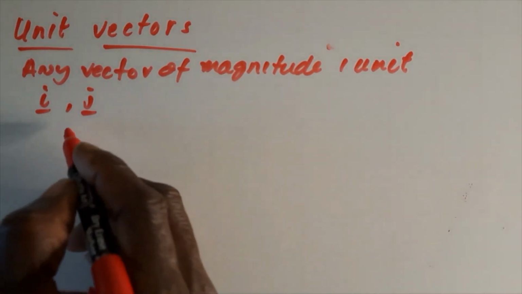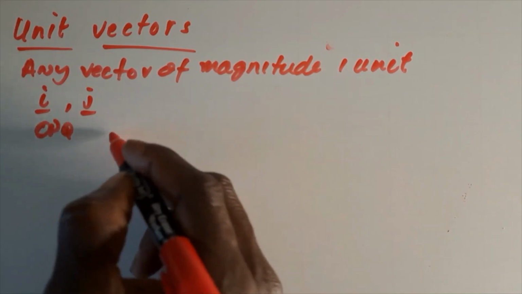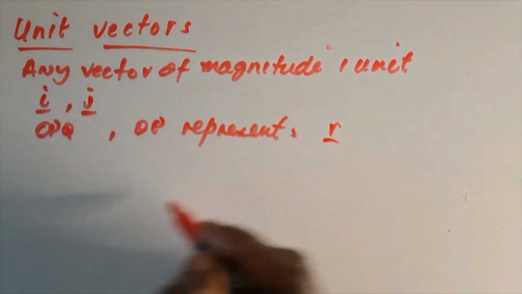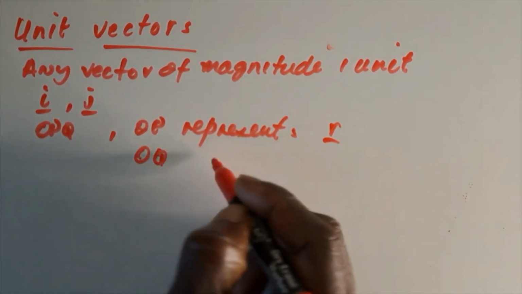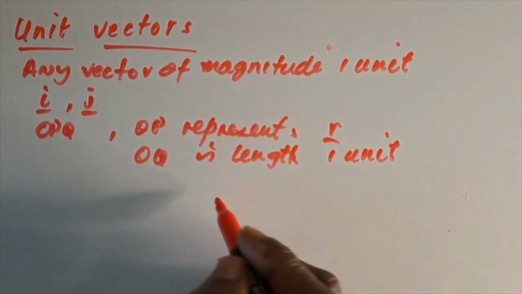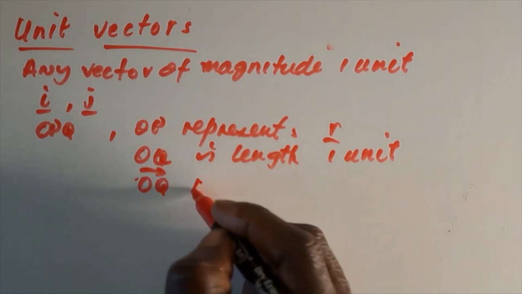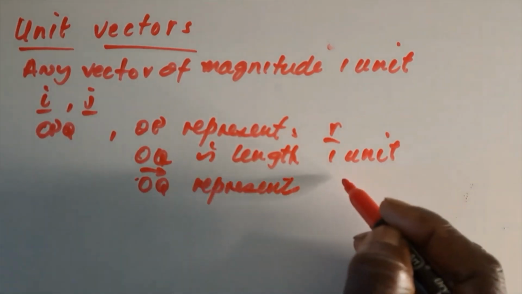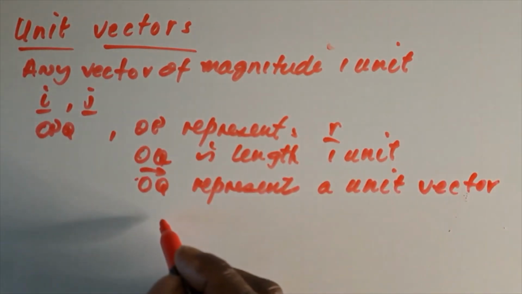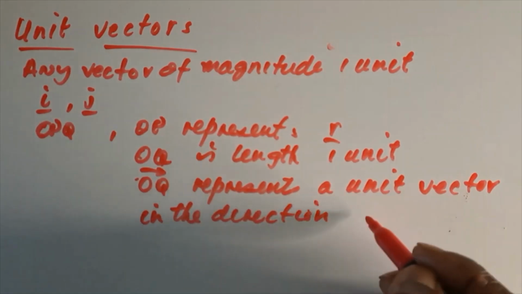Now if we have a line OPQ, where OP represents the vector R, and OQ is length 1 unit, then the vector OQ represents a unit vector in the direction of R.